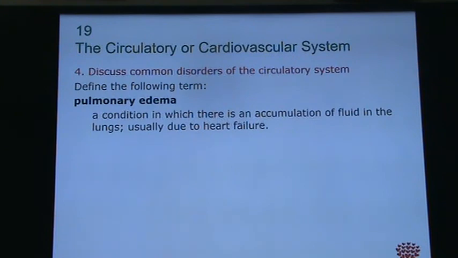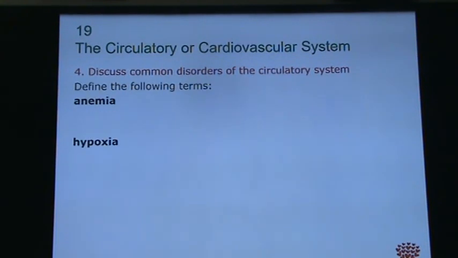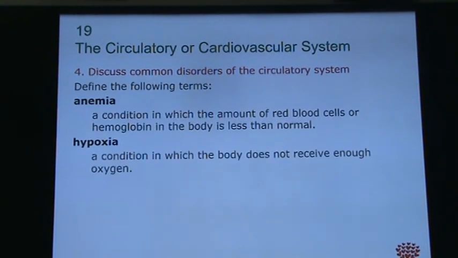Pulmonary edema is like when you have fluids in the lungs. Okay. And anemia, it's a condition in which the amount of red blood cells is less than what the body requires. This is when they have to take iron pills or have a blood transfusion.